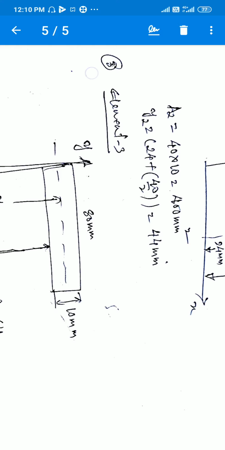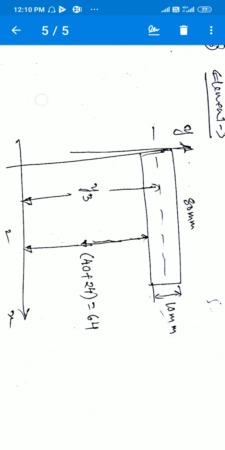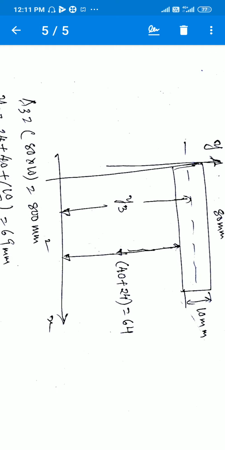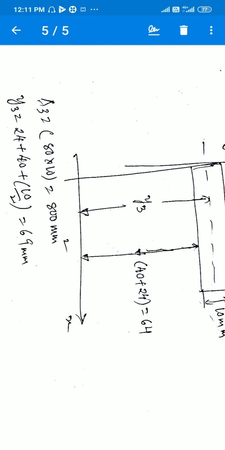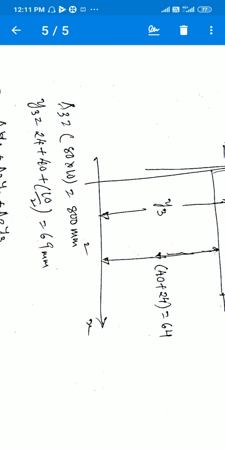Similarly, we can calculate element 3. The position will be the same as given in the diagram. Here element 3 is present above, in the y direction: 24 for the first element and 40 for the second element, so it is above 64 mm. Now we calculate the area. The area is given as 80 into 10 mm, so we get 800 mm square. And y3 is 24 for element 1, 40 mm the height of the second element, and for the centroidal distance of the third element, h by 2, we get 69 mm.